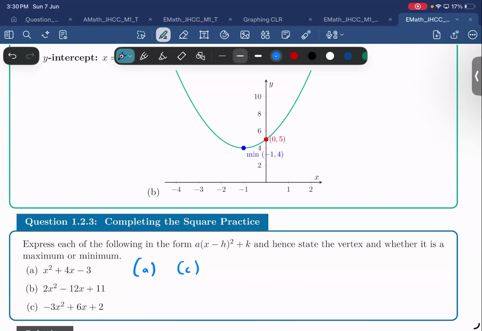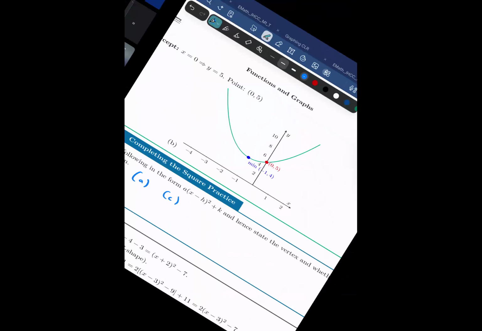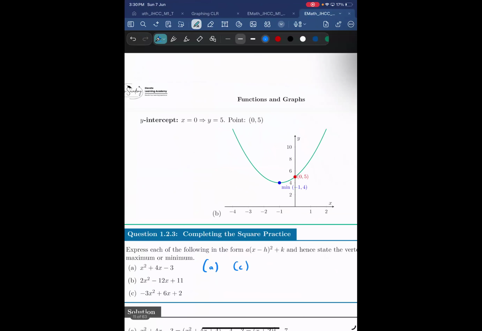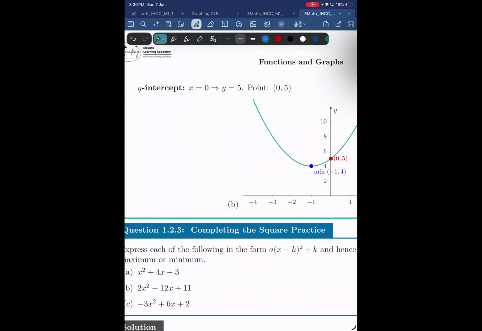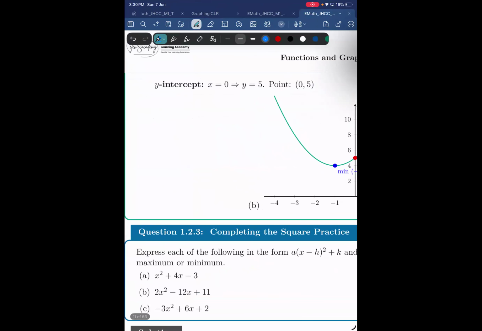Okay, look at these examples. The first one, the number in front of x squared is 1, so you don't need to go and factorize. What we do is we take 4, divide by 2 is 2, and then 2 squared is 4. So you plus 4 minus 4. So x squared plus 4x is equal to x squared plus 4x plus 4 minus 4 minus 3.